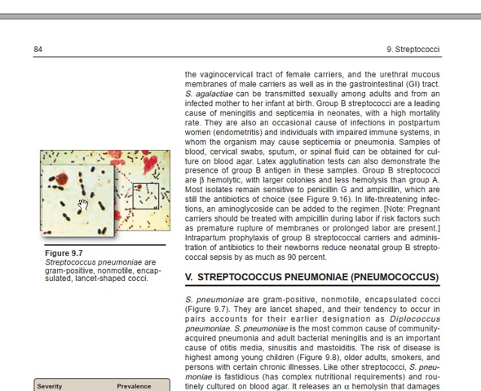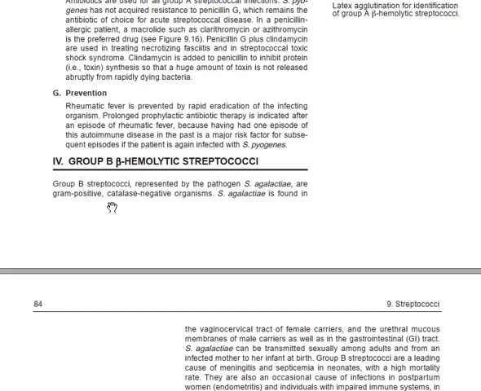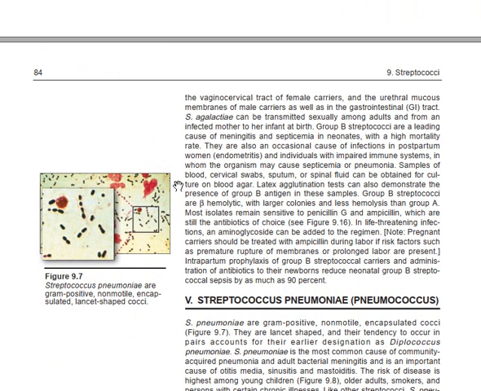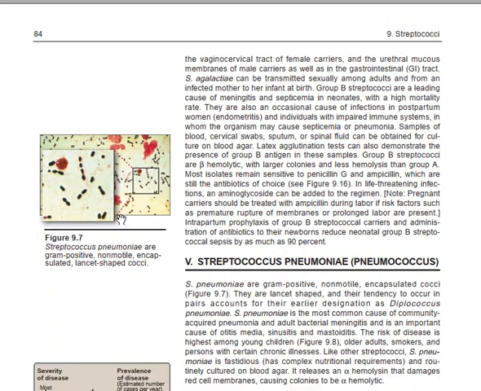As I've said, Streptococcus pneumoniae is alpha hemolytic. It means that it can also cause hemolysis of the blood. Now, you need to know that Streptococcus pneumoniae, as I've said, are gram-positive, non-motile, encapsulated, and lancet-shaped cocci. So they are usually diplococci, as you can see here.